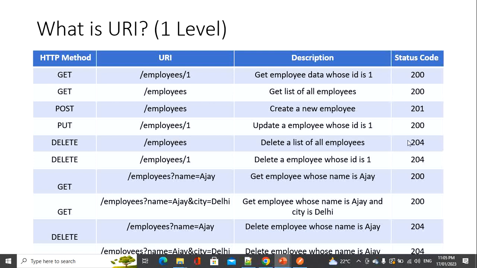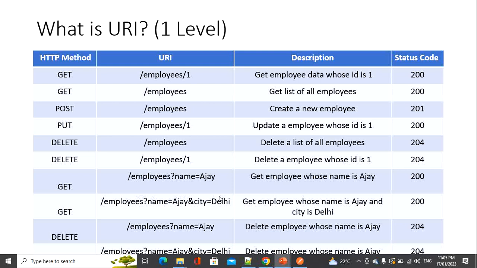Now the status code is important. This time it is 204, which means no content. It simply returns this status code. Now slash employees slash 1 with DELETE means I am interested in deleting the employee whose ID is 1. Again the same 204. So like this we need to form the endpoints.